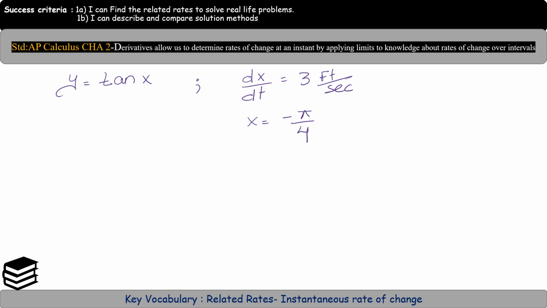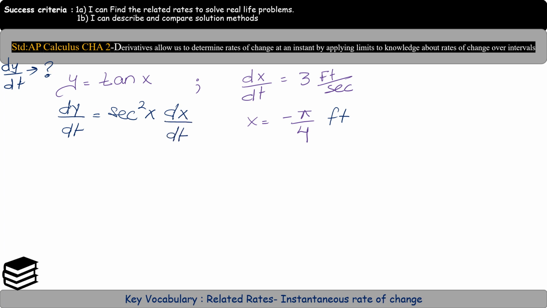Try to solve another question. So find dy by dt when the equation is related in the form y equals tan x, dx by dt equals 3 feet per second, and the value of x is -pi by 4 feet. How will you solve this kind of question? Okay, so first thing is that you have to take the derivative of the left hand side, that is dy by dt equals the derivative of tangent x, which is secant square x, and then write in the end dx by dt.